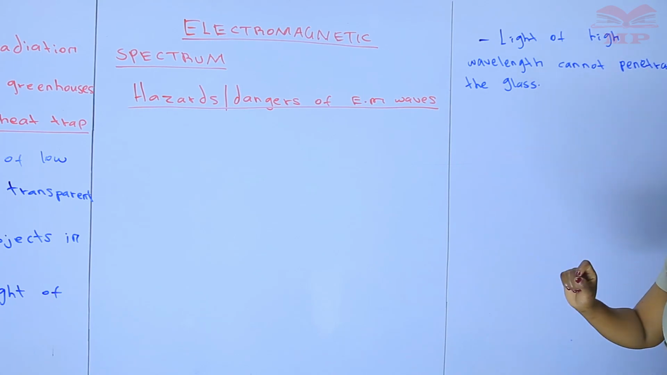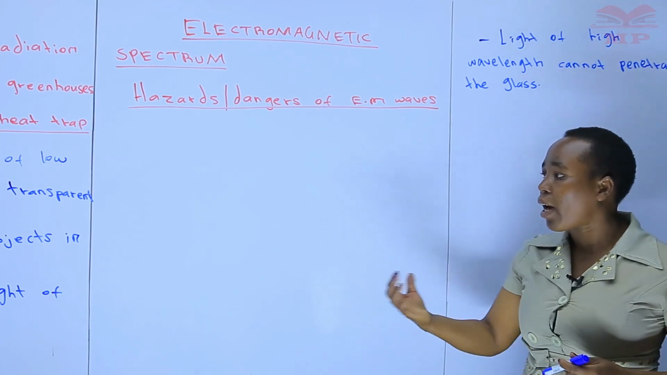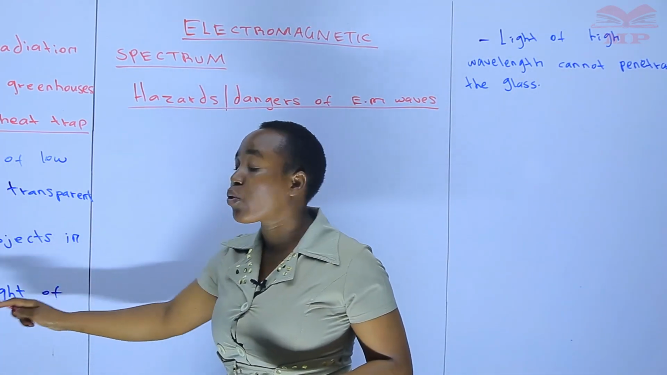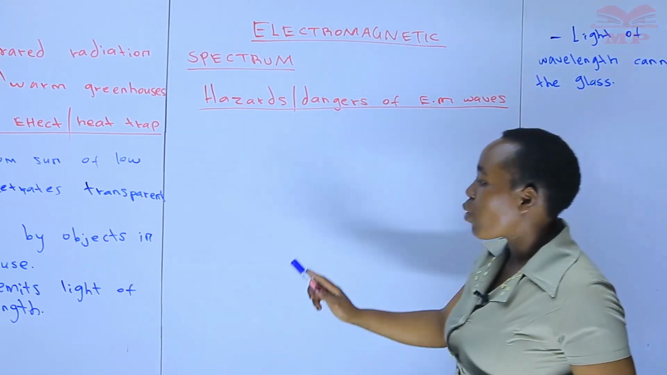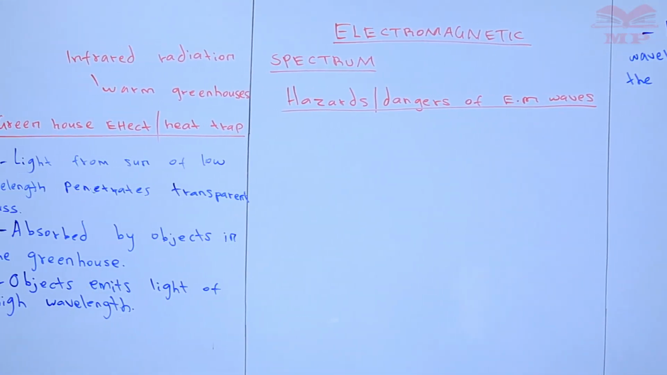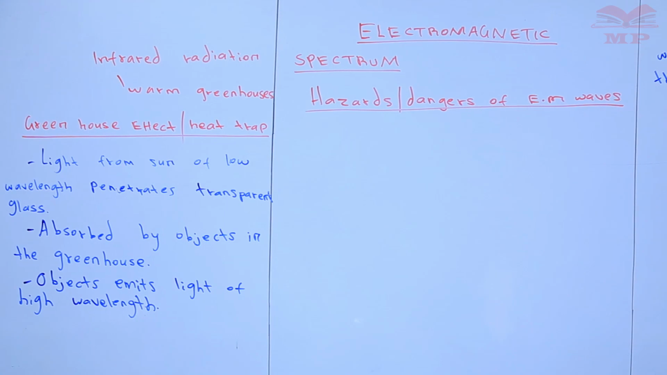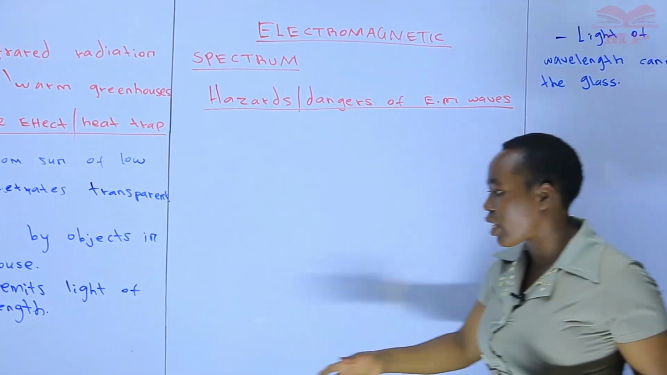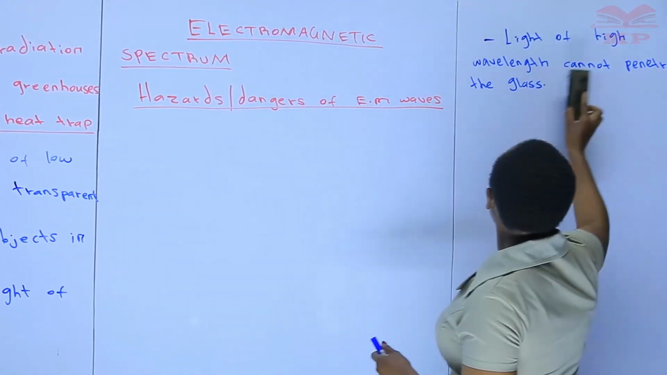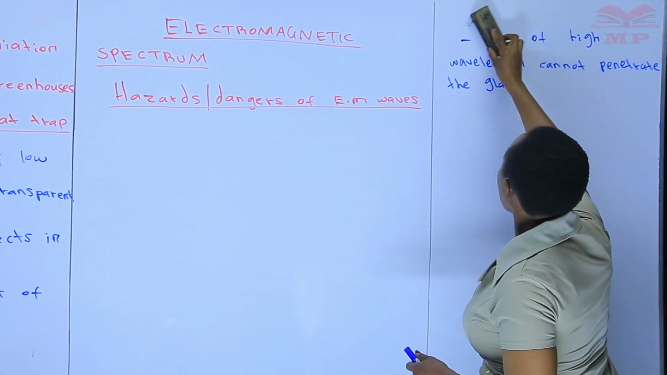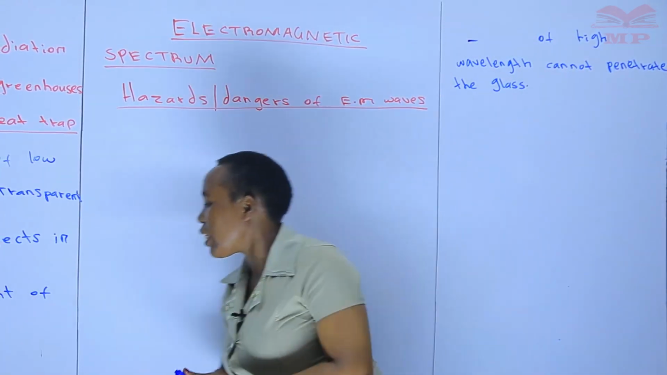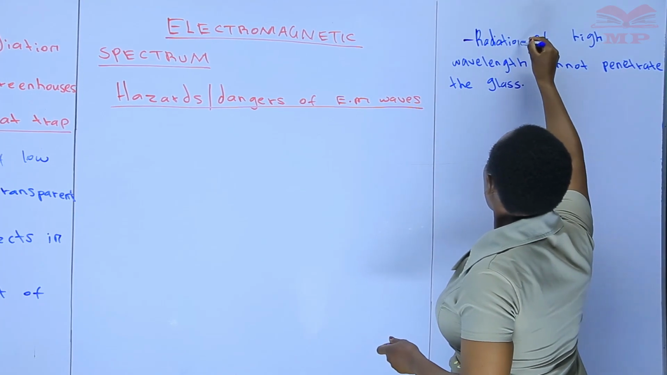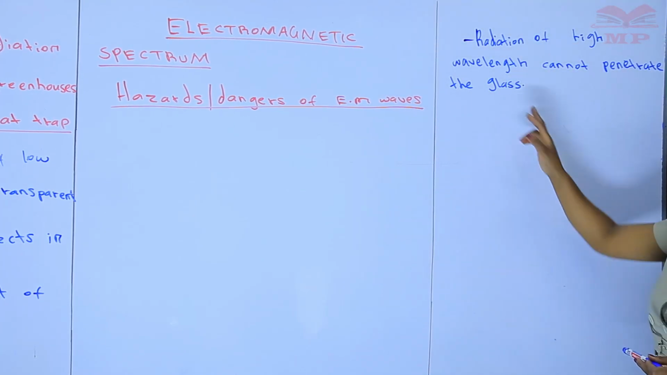So when these objects in the greenhouse have absorbed the light from the sun, then they will emit light of high wavelength. And because this light is of high wavelength, meaning that it has low penetrating power, then it cannot, or that radiation, we can talk of the radiation instead of the light, the radiation of high wavelength cannot penetrate the glass.